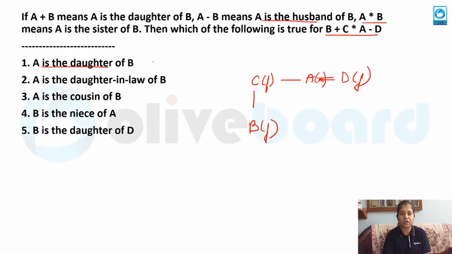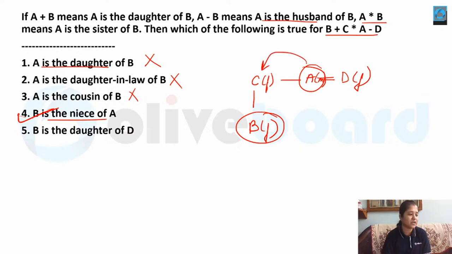Now, A is the daughter of B? No, that's absolutely wrong. A is the daughter-in-law of B? No, that's wrong too. A is the cousin of B? No, that's wrong too. B is the niece of A? Absolutely, that is right. So you can see that yes, B is the niece of A. So B is the daughter of A's sibling. So absolutely, niece is the right answer. I hope this is clear.